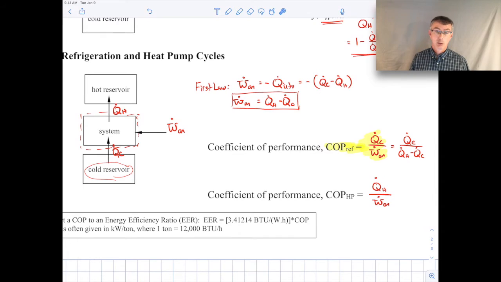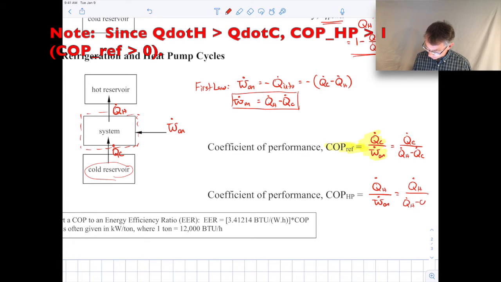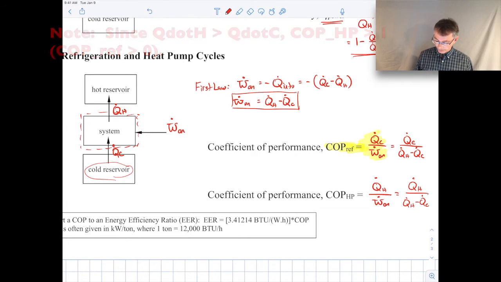So larger coefficients of performance result in more efficiency. Okay, so you want really large coefficients of performance. And of course, again, we could use our first law expression if we wanted to expand this out, if we want to put it all in terms of the rates of heat transfer.